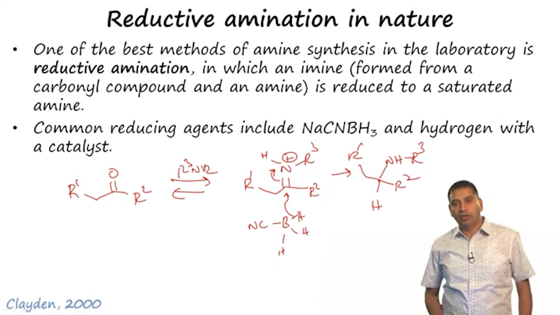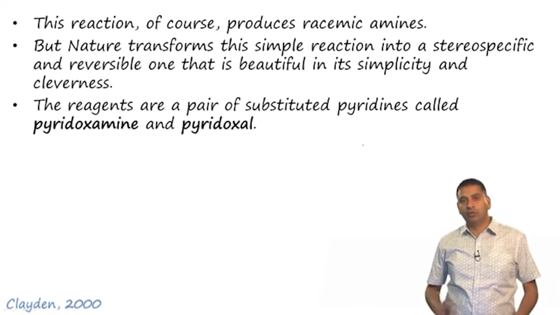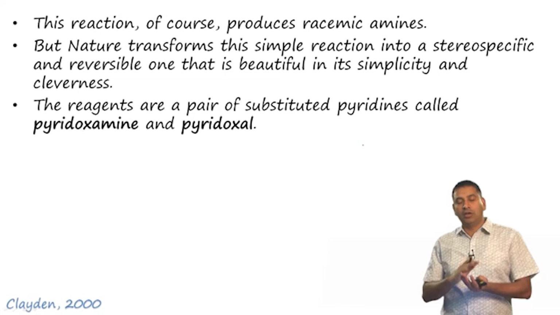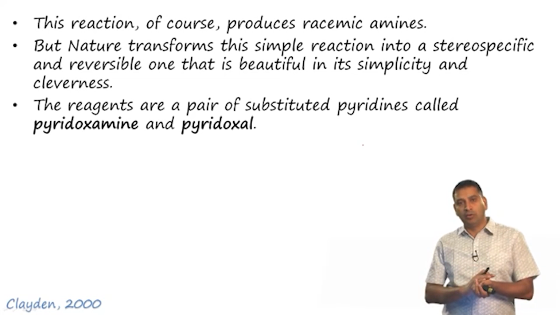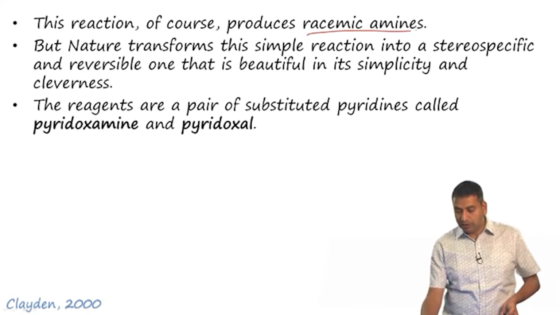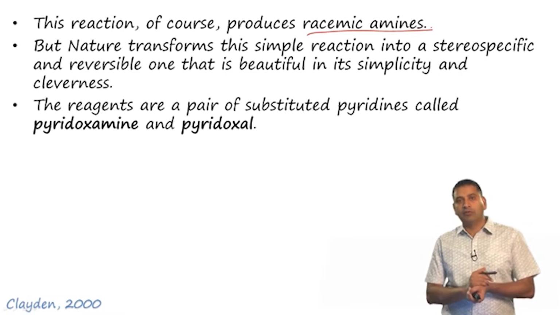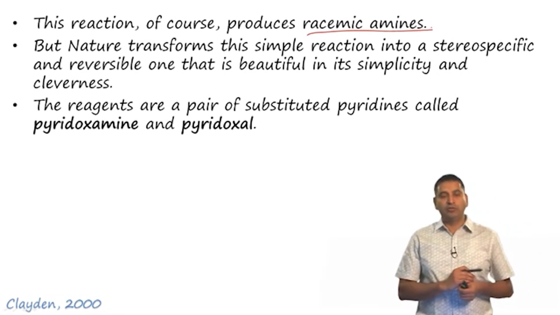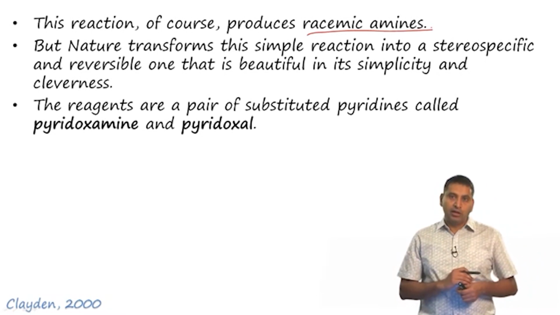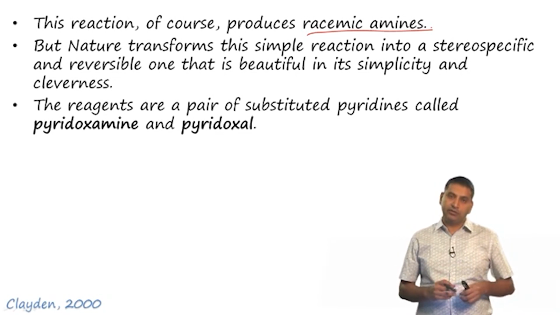So, this is a reaction that we can imagine very well can happen inside the lab, and now let us look at the biological equivalent of this reaction. As you would predict, there are two faces of the imine that can undergo reduction, and it is equally likely that either of these faces is accessed, so you would end up with a racemic mixture of amines. But nature transforms this simple reaction into a stereospecific and reversible one that is beautiful not just for its simplicity, but also for its cleverness.